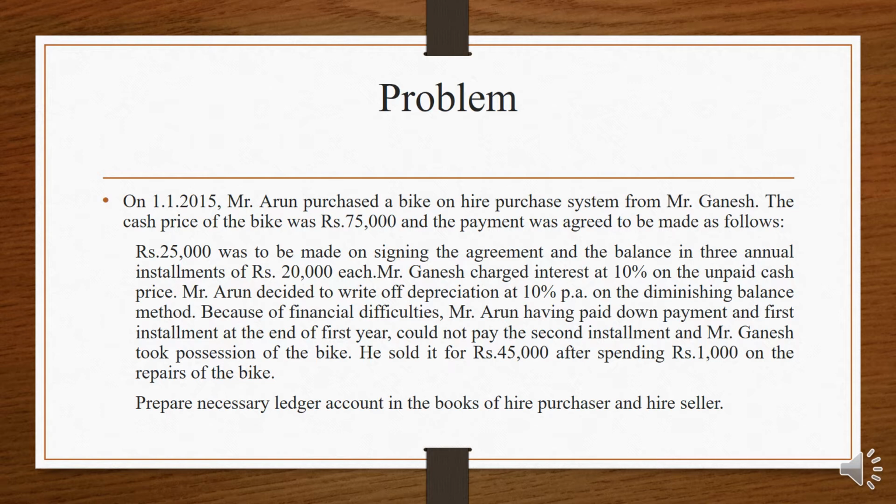Mr. Arun decided to write off depreciation at the rate of 10% per annum on diminishing balance method. Because of financial difficulties, Mr. Arun, having paid the down payment and first installment at the end of first year, could not pay the second installment, and Mr. Ganesh took possession of the bike. He sold it for rupees 45,000 after spending rupees 1,000 on its repairs. Prepare necessary ledger accounts in the books of hire purchaser and hire seller.